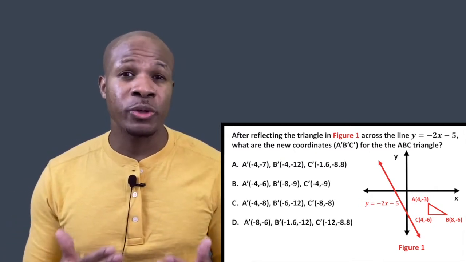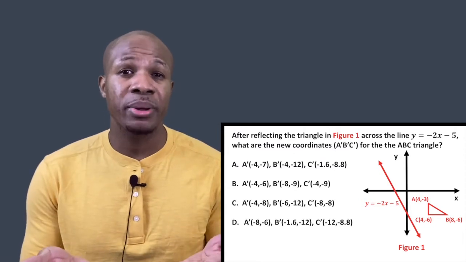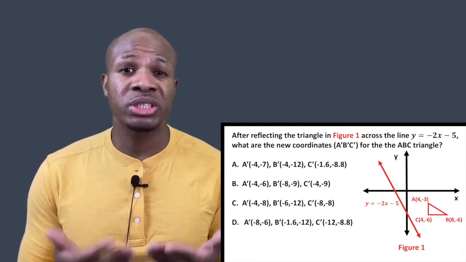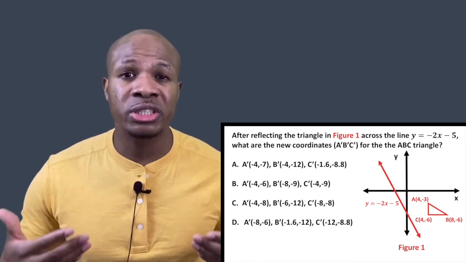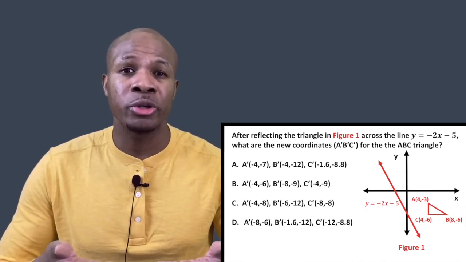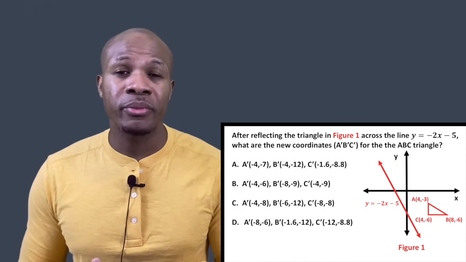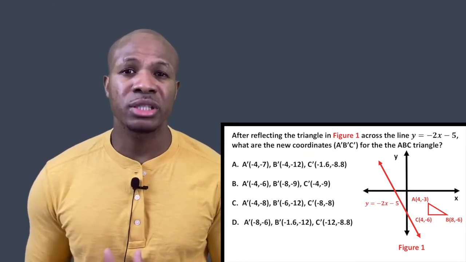So what we would have to do in this case is shift this line up by 5 units. Once we shift this line up by 5 units, it's going to pass through the origin. So we're going to shift our entire system up by 5 units, reflect our triangle, and then shift things back down. So let's go ahead and do that.